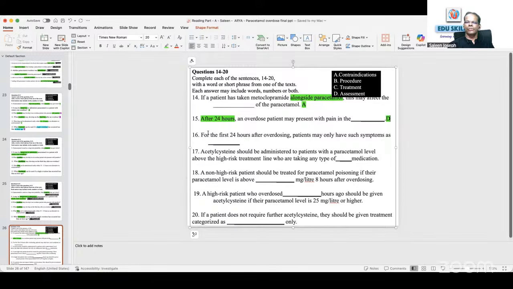The 16th one. For the first 24 hours after overdosing, patients may only have such symptoms as, they are asking for a symptom, right? The answer will be a symptom. D, assessment. Okay.